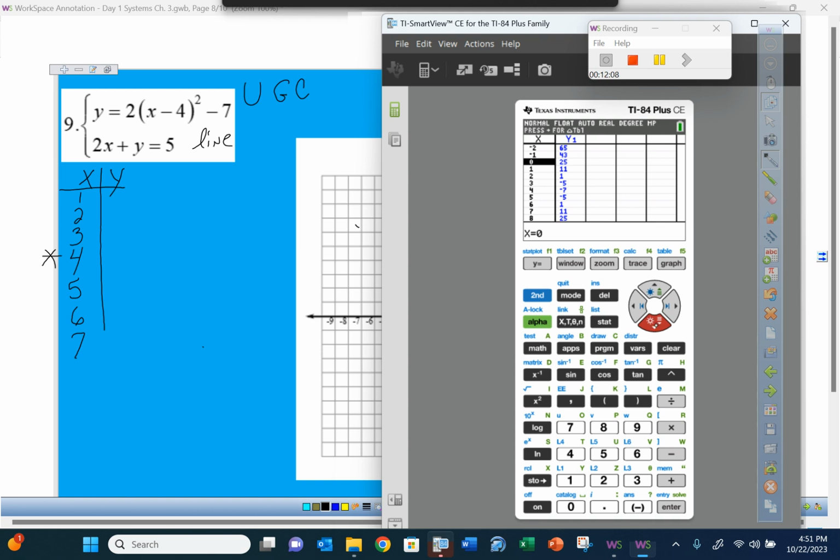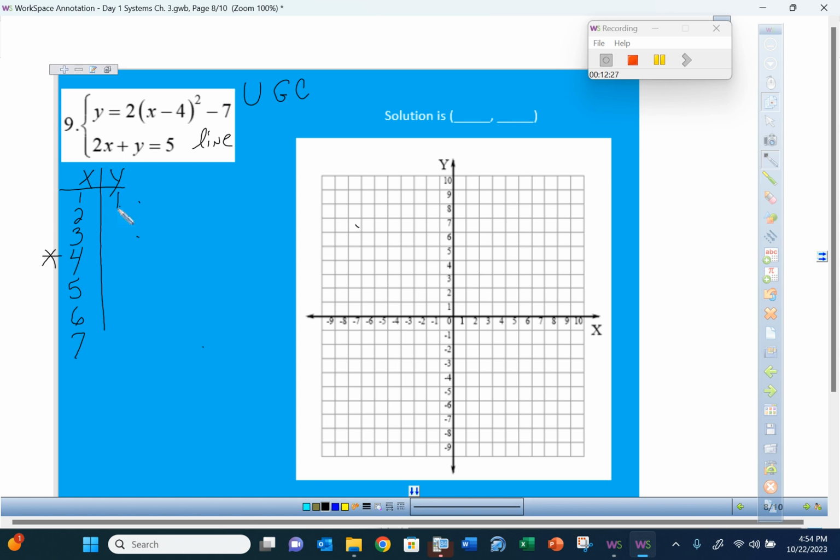And I'm going to look for symmetry again. So I spy 11, negative 1, negative 5, so we're good. So I'm going to write those numbers down here in my chart. So I've got 11, 1, negative 5, negative 7, negative 5, 1, and 11.